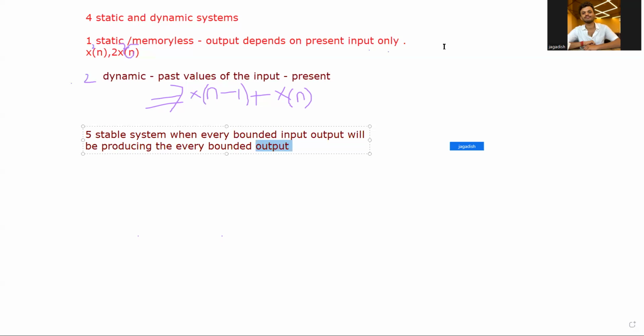What is the meaning of invertible system? The sixth one will be your invertible system. So whatever bounded input you have, if a bounded output is produced, then we will be calling that system the stable system. What will we be calling the next one? The next one will be your invertible system.